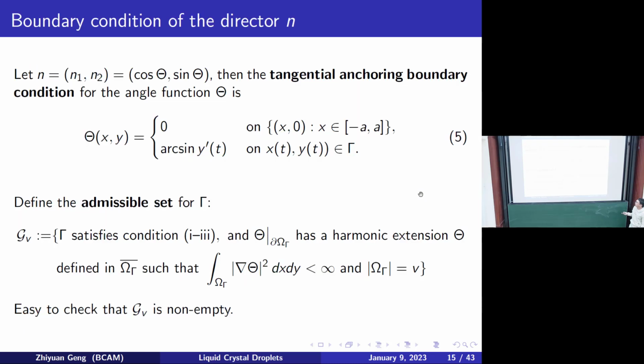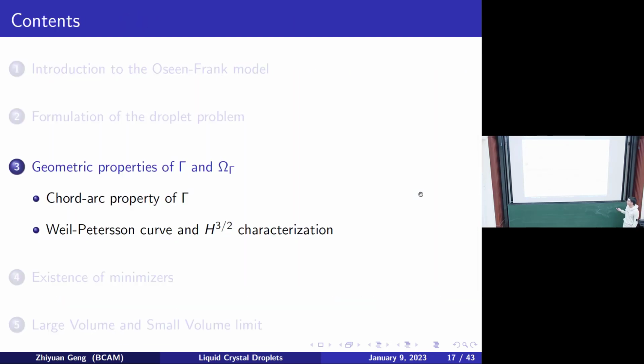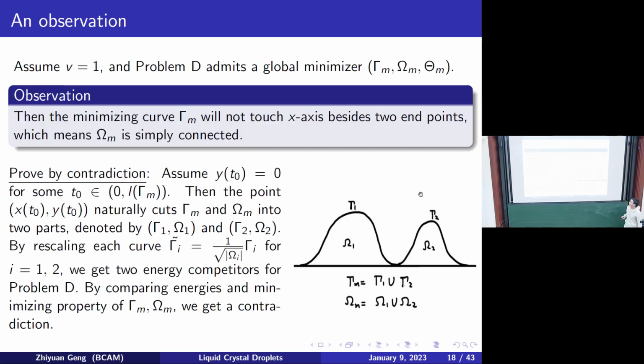Now we can see that the definition of this admissible set is in a very abstract way, that we don't know what this gamma should satisfy to have the finite energy extension inside. So the next thing, before we get the existence of minimizers, we want to get some properties that gamma in the admissible set should satisfy. Basically, we will show that it is a chord-arc curve.